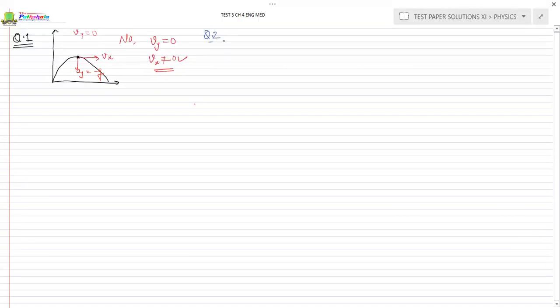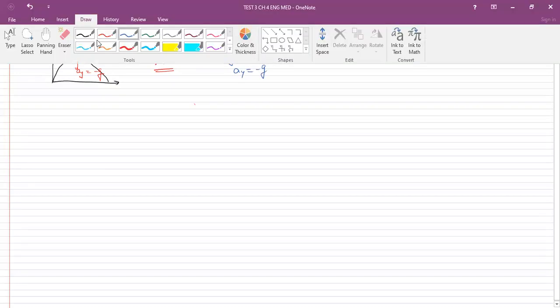Okay. Question number 2. Is it possible to have acceleration though its velocity is 0? The same thing is here. The vertical velocity is 0 in this case, but it has the gravitational acceleration. So again, we can say yes, it is possible. At the highest point, Vy is equal to 0, but Ay is equal to minus g.